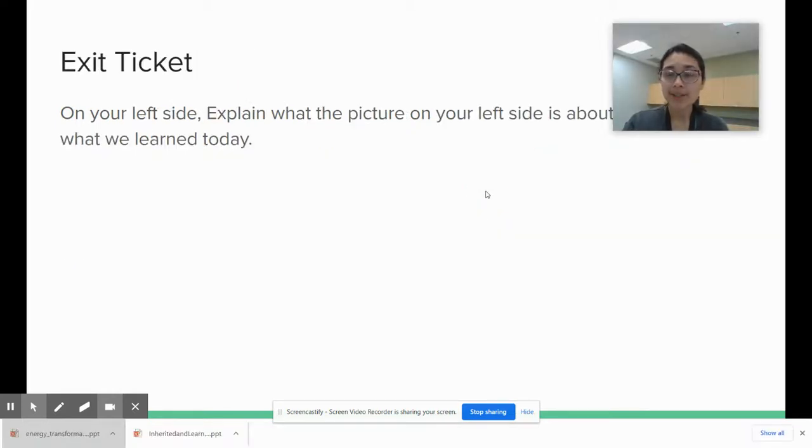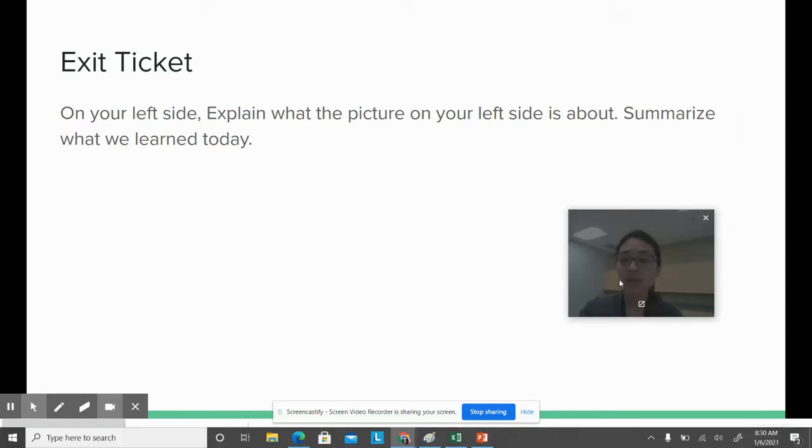Okay, so your exit ticket, for those of you at home, you guys are going to the exit ticket in your digital notebook. For those of you in school, I'm going to have either myself or Miss Stanton give you a, just kidding. Those of you at school, on your left side of your notebook, you're going to give me just a small summarization of what genes, DNA, and chromosomes are, and kind of how they relate. Okay, so you're going to explain the picture that I told you to put on your left side and summarize what we learned today.